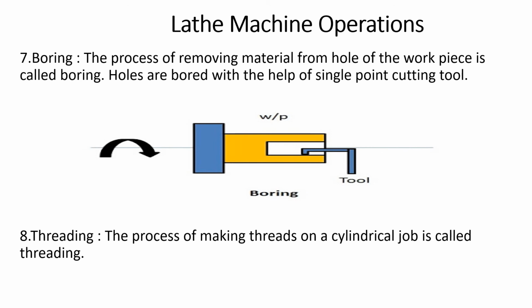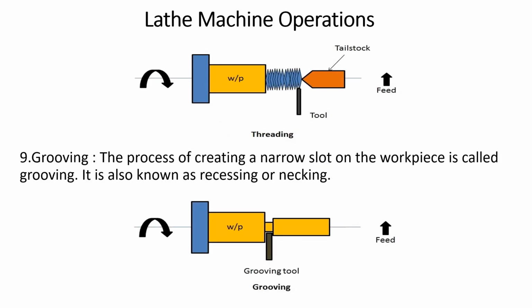Next, threading. Making external threads on a cylinder is known as threading. Threading is done by the threading tool. We can observe this in the diagram. We can observe threading in bolts. A bolt has external threads, and a nut has internal threads. Here we are producing external threads. That's why it is called threading.